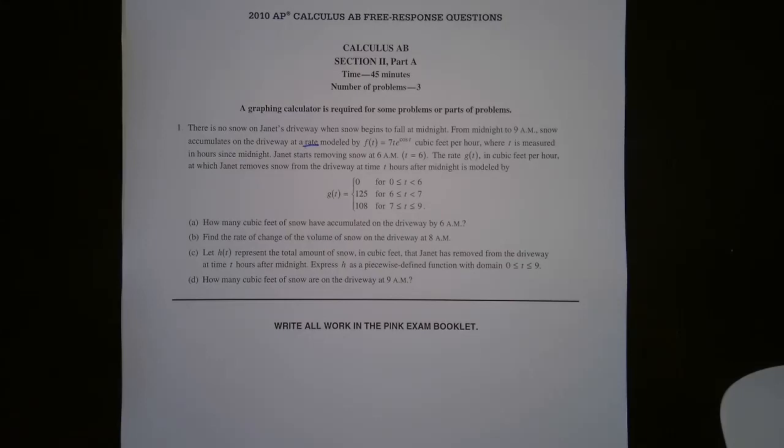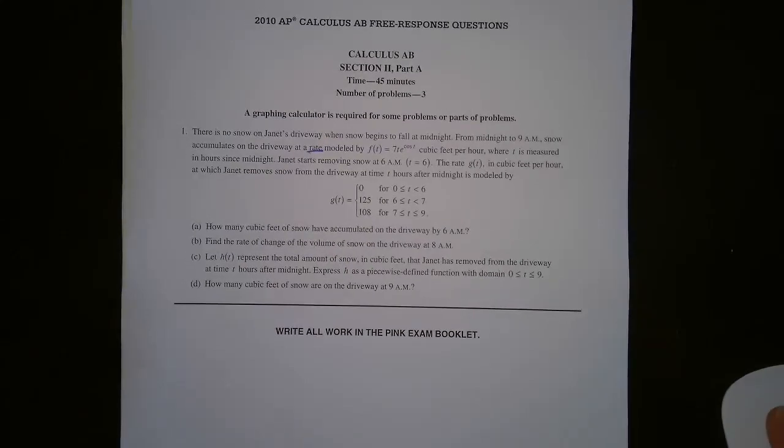So G of T is a rate, and it represents the rate at which she's removing snow. If we integrate G of T, what we're going to get is the amount of snow. Now, we have to understand that when we integrate it, it gives us the change. So how do we get the amount at a certain time? We have to use the fundamental theorem of calculus to do this. So let's go to our paper and I'll show you how to do that.